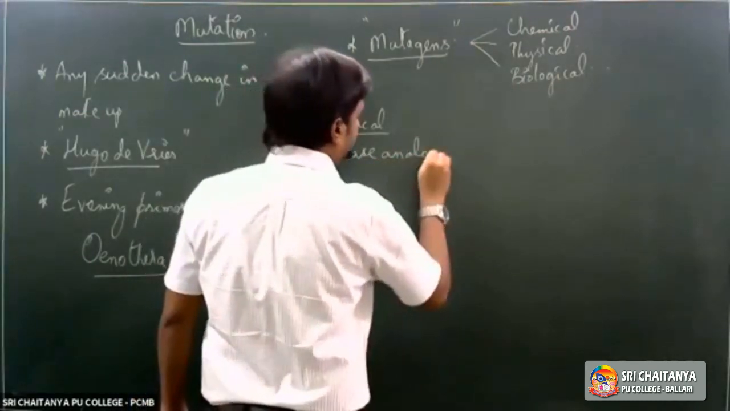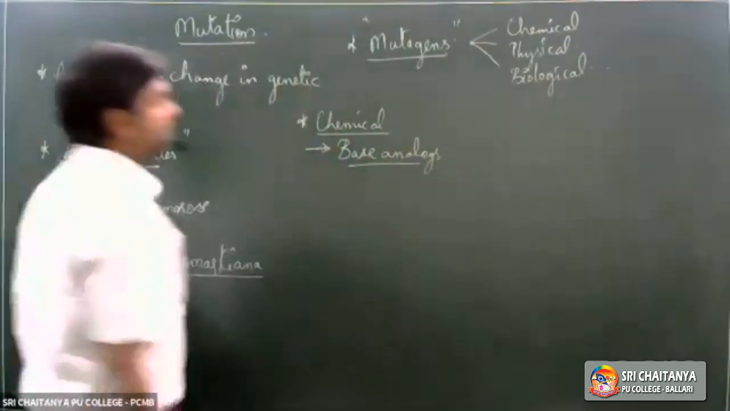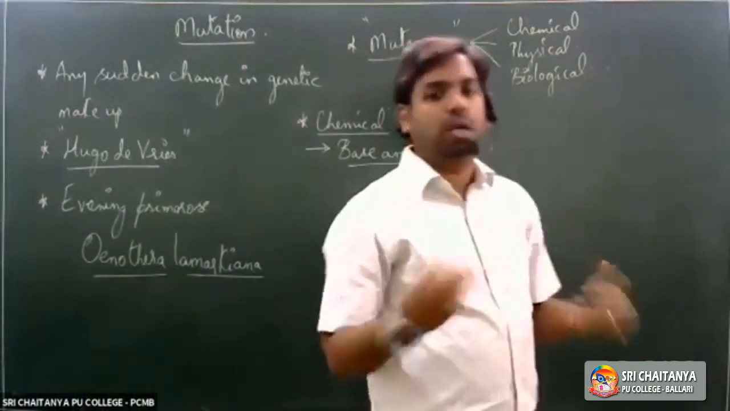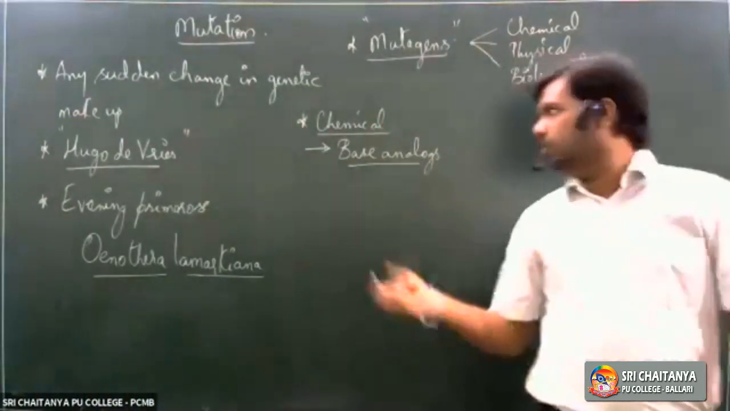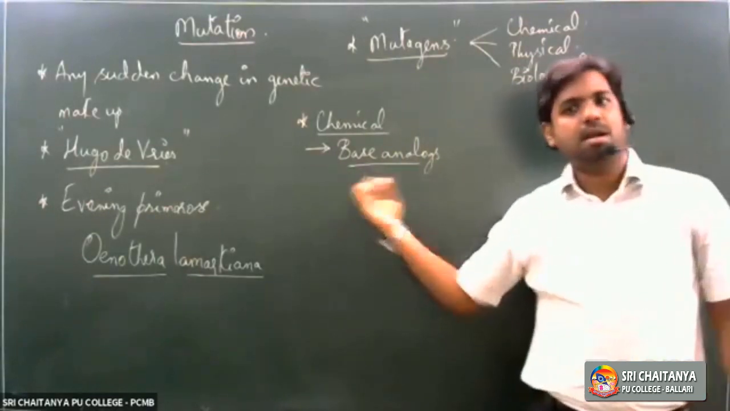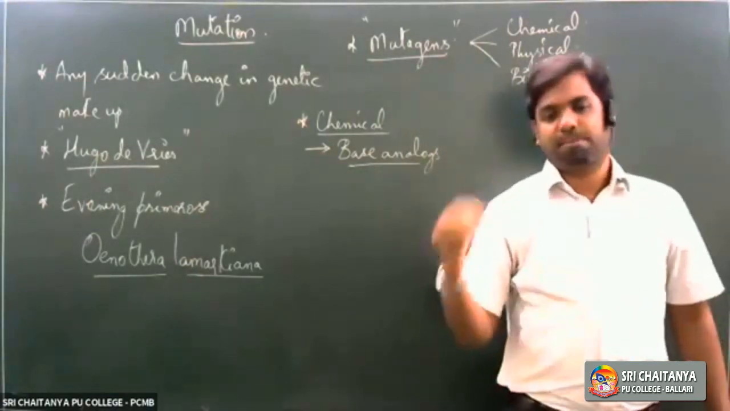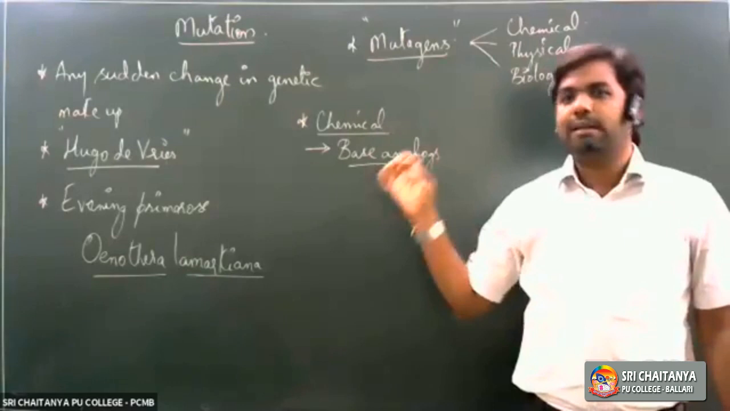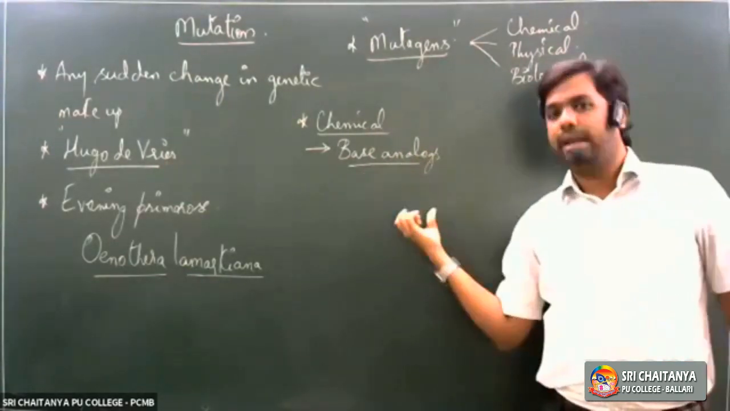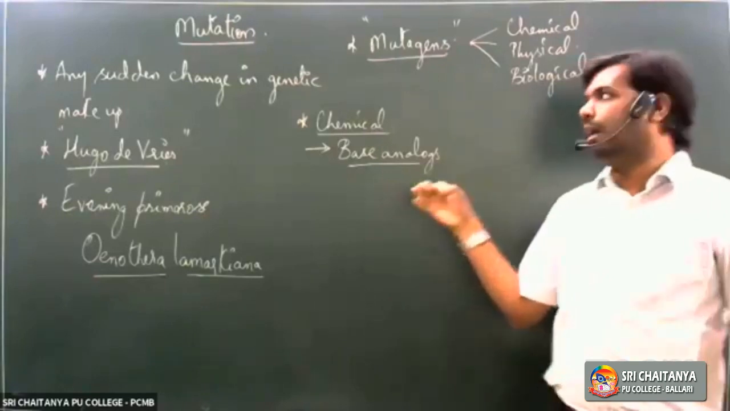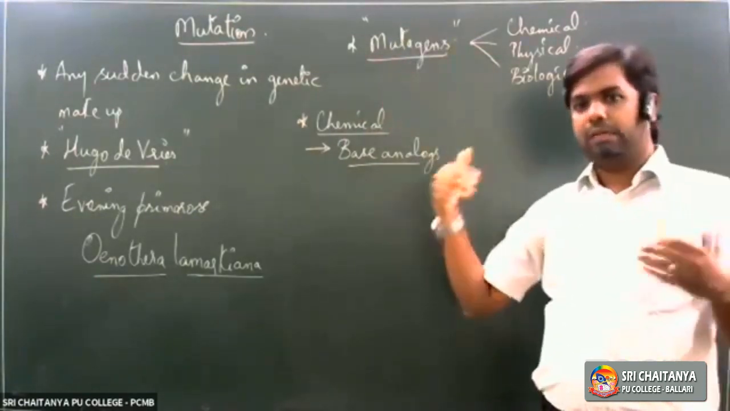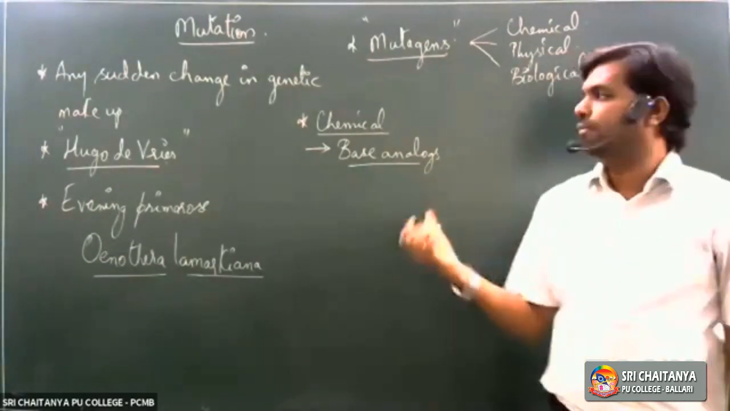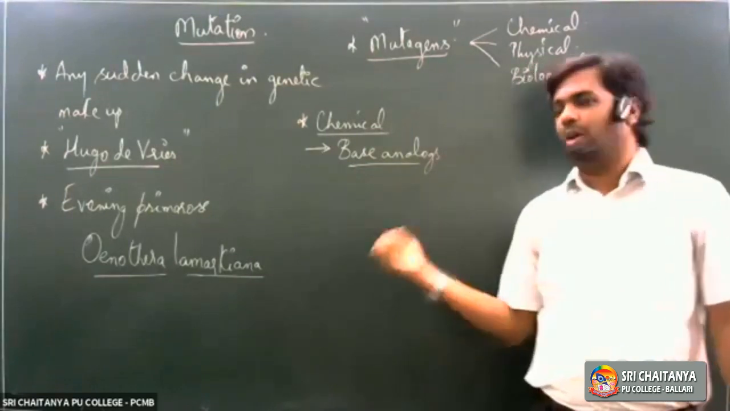Base analogs. So this is the first category we have under chemical mutagens. What does this mean? Base analogs are said to be analogous, or very much similar, to what? The base. Base here would be the nitrogen base. So any chemical substance which is very much similar to the nitrogen base, we put it under the category called base analogs.